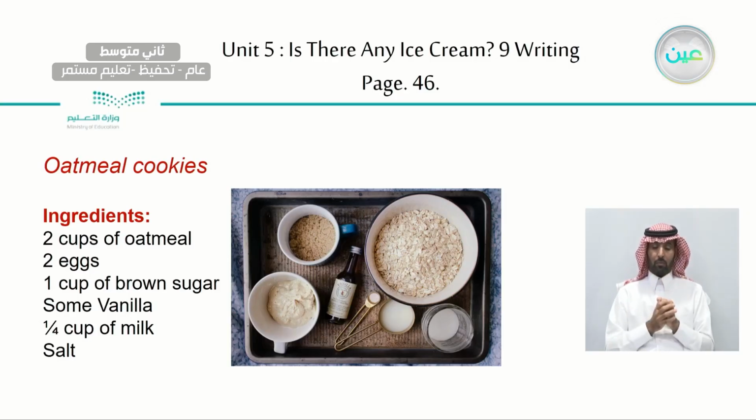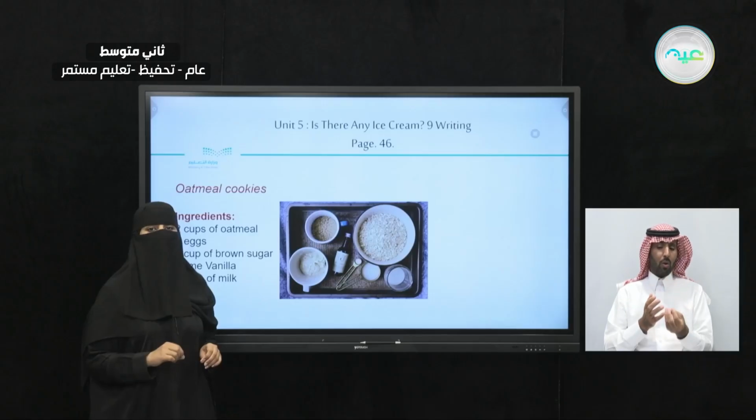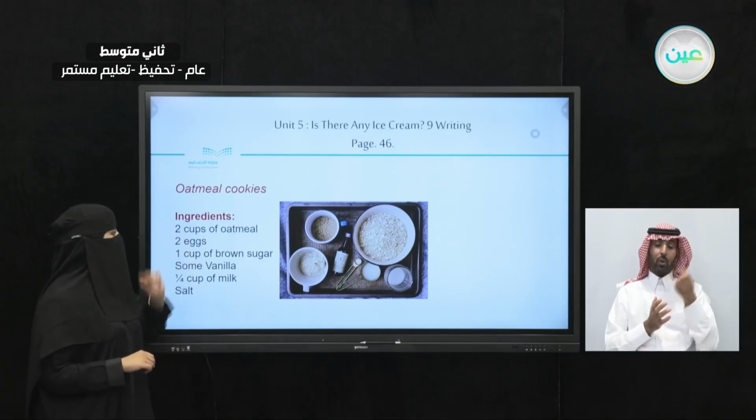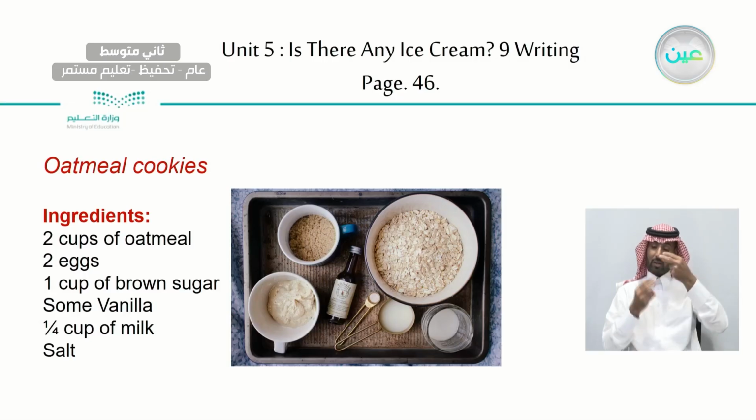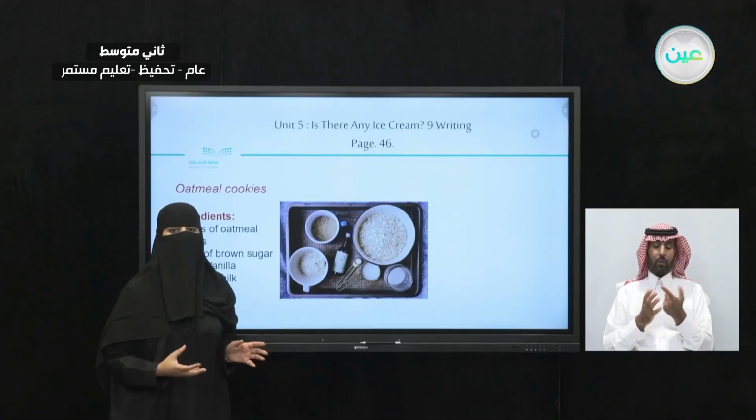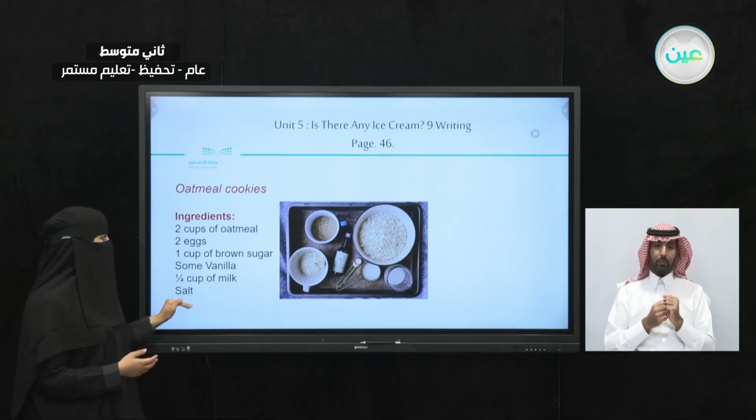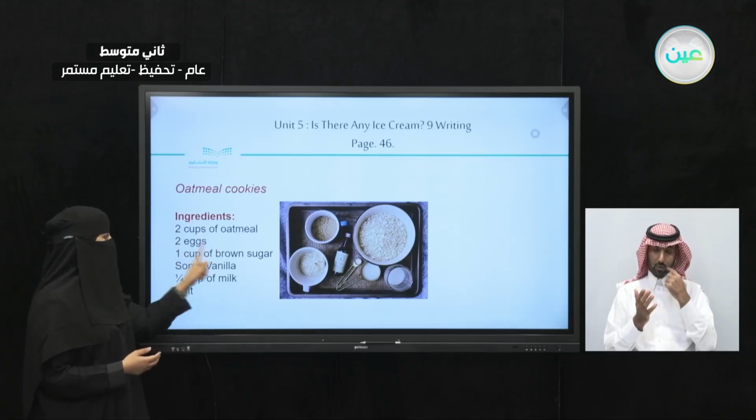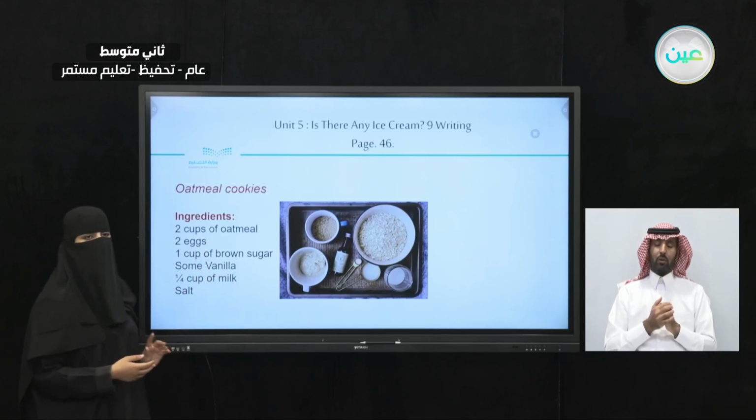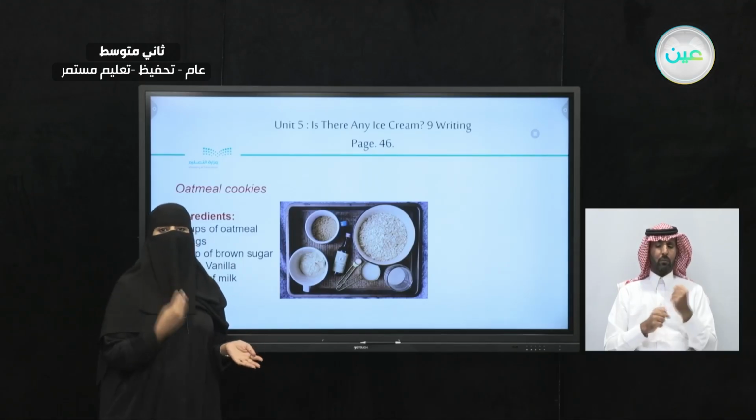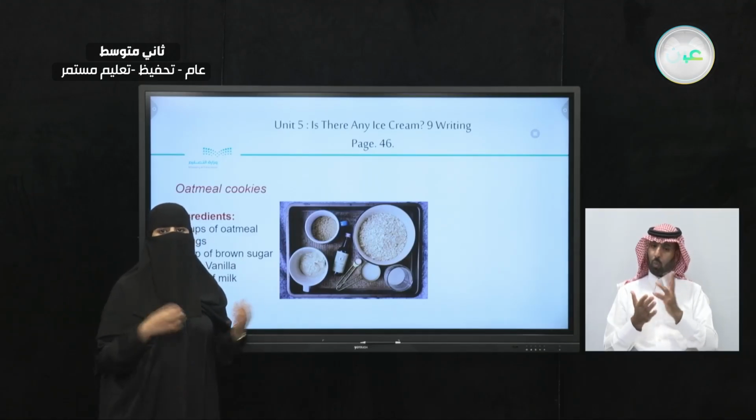Now, let's take a look at the quantity of the ingredients. Here, 2 cups of oatmeal, 2 eggs, 1 cup of brown sugar, some vanilla. We can't count the vanilla. It's a non-count noun. Some vanilla, and we have 1/4 cup of milk, and the last ingredient is salt. Here we did list the ingredients we need: oatmeal, eggs, brown sugar, vanilla, milk, and salt. What are we going to do? We want the steps to help us make these cookies.